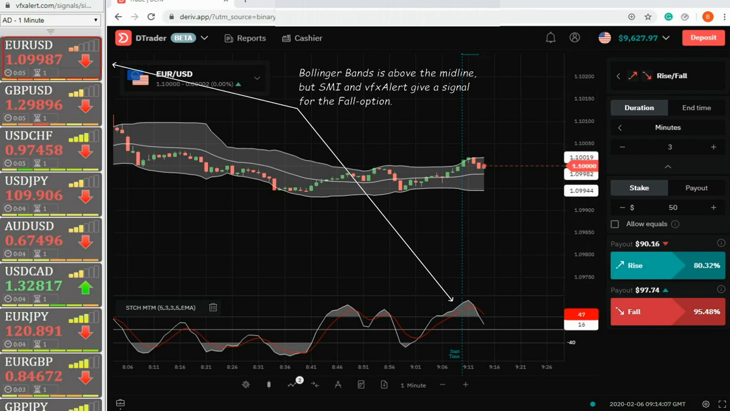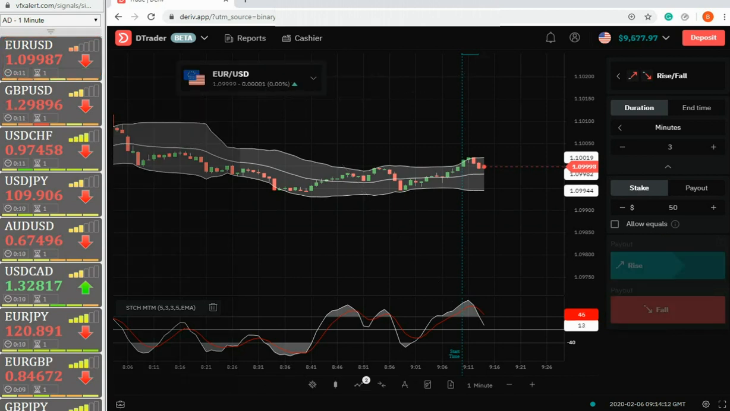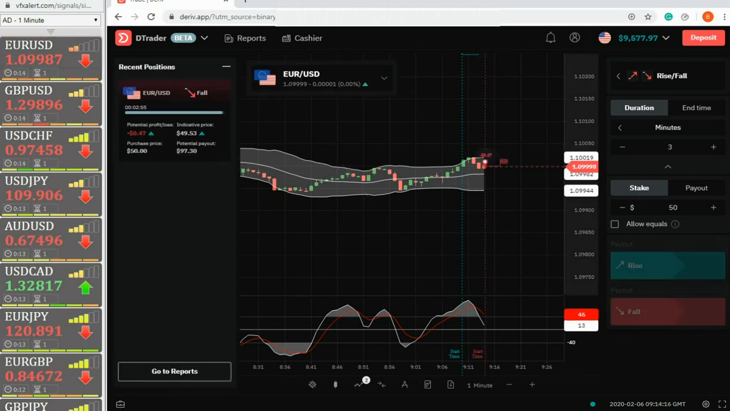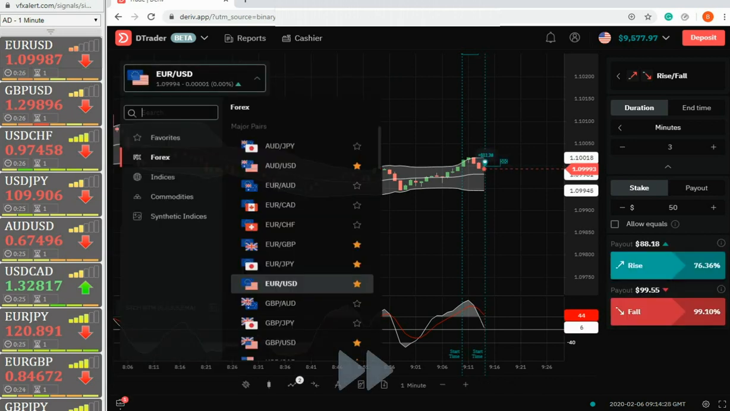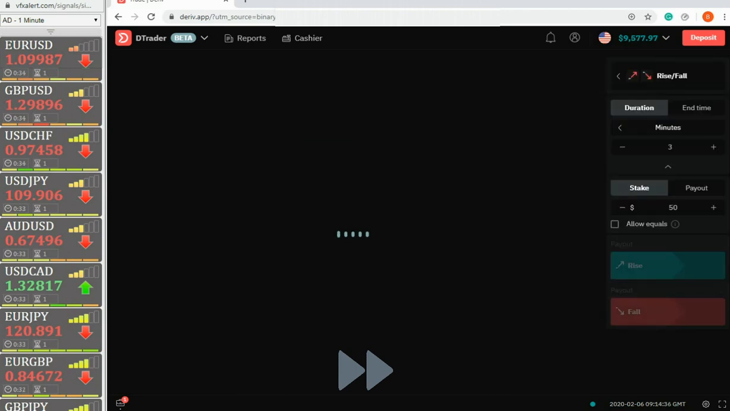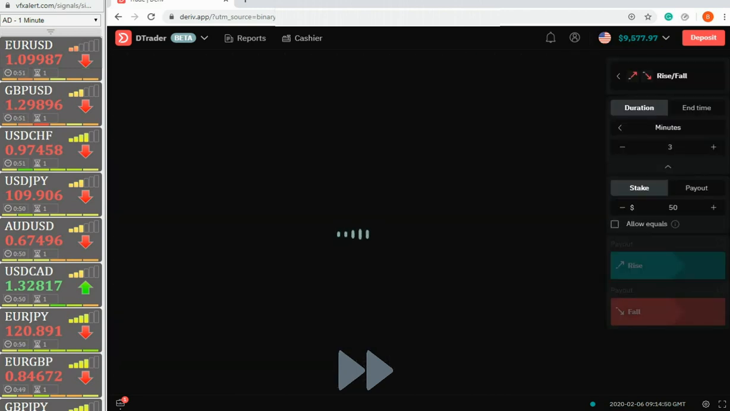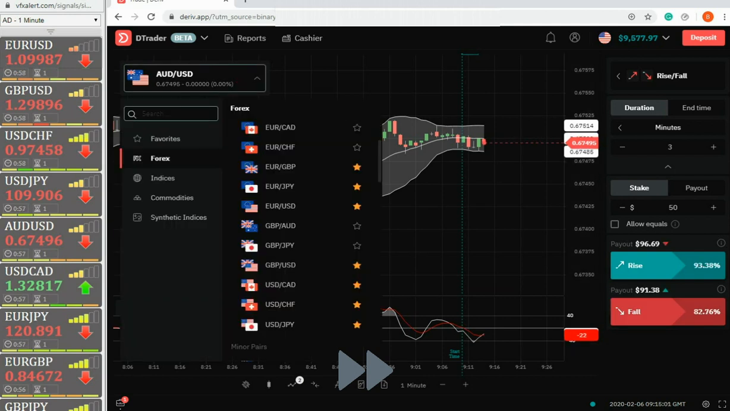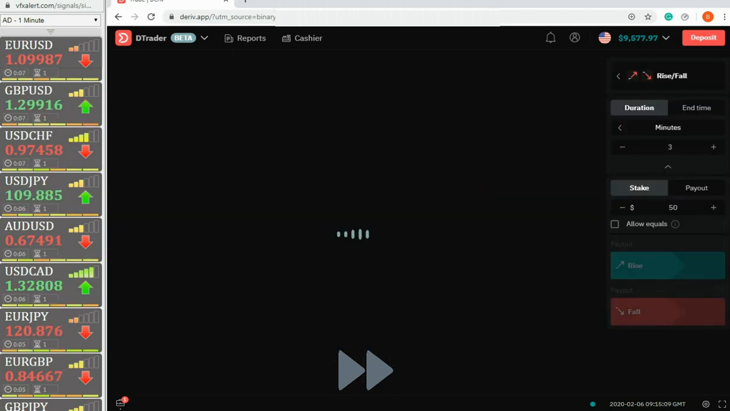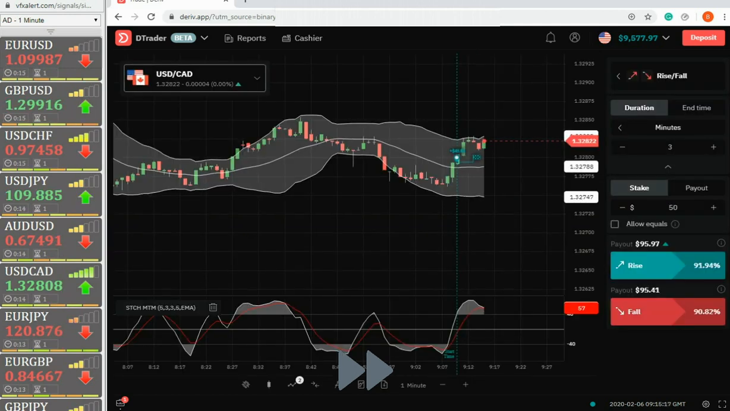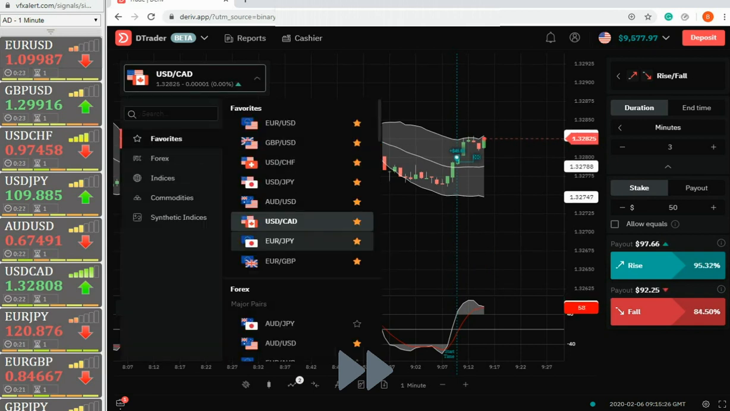Euro dollar. The reverse conditions of the first transaction are met. Everything points to a fall option. The option is in profit. In other pairs we do not open.